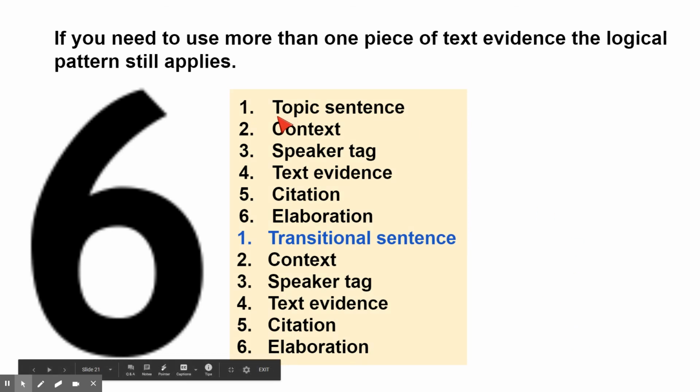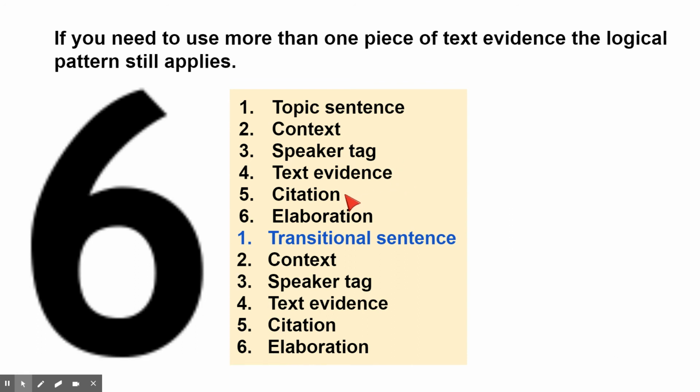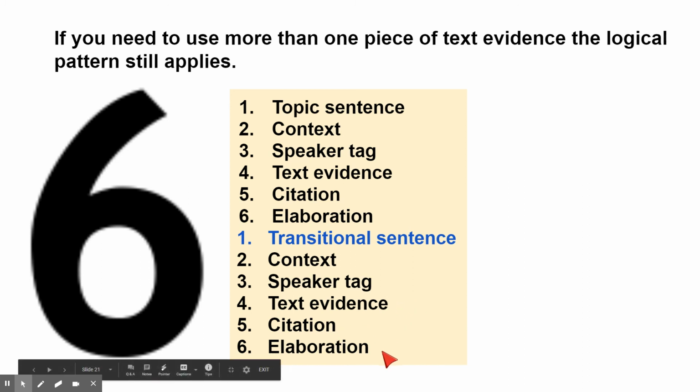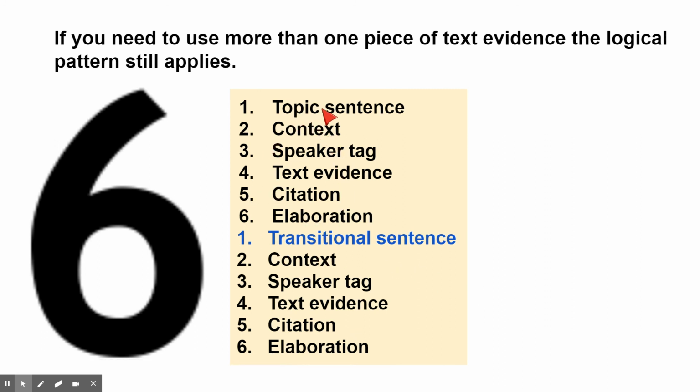So if I start a paragraph with a topic sentence, context, speaker tag, text evidence, citation, elaboration, then if I need more text evidence, I'm going to go back to number 1. So I'm going to circle back to number 1 with a transitional sentence. Then give context, speaker tag, text evidence, citation, and finally elaboration to conclude the paragraph as a fully written standalone paragraph. Okay, so when you need more than one piece of text evidence, the pattern continues. The only difference is that your number one becomes a transitional sentence.